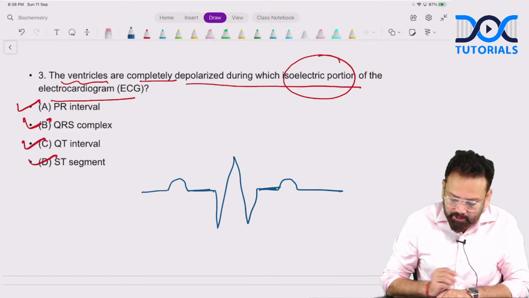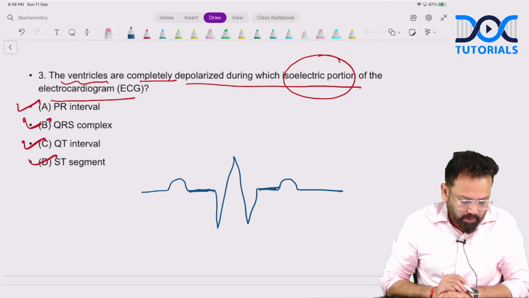Yes, Karan, A. A is what? PR interval, okay. ST segment, okay. What is the correct answer? Anyone?